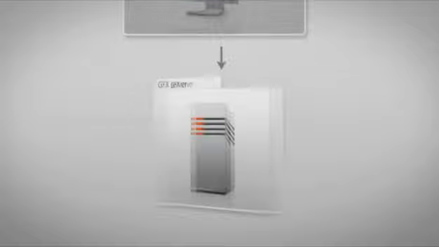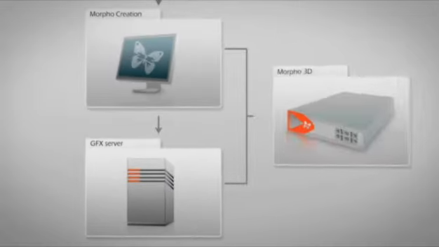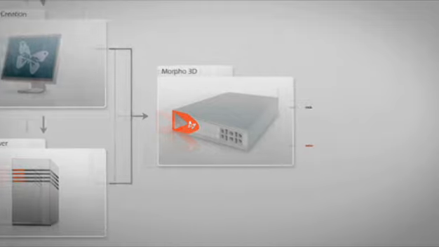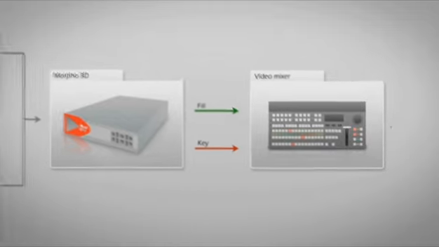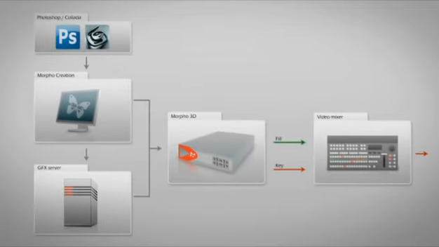Thanks to its architecture, Morpho 3D allows the creation of graphic assets and templates in third-party applications such as Photoshop, After Effects, and 3D Max. The assets can be transferred to a video and graphics server and imported from there to Morpho 3D. The final production is then rendered to two output signals configured by default to key and fill.